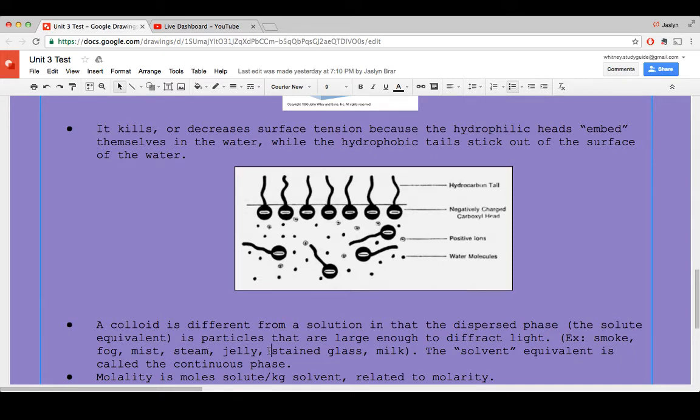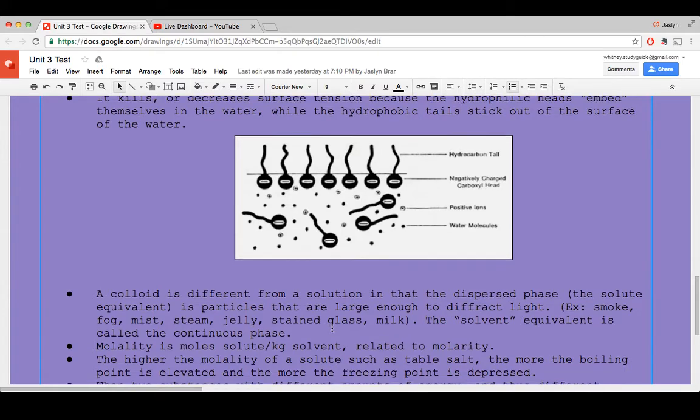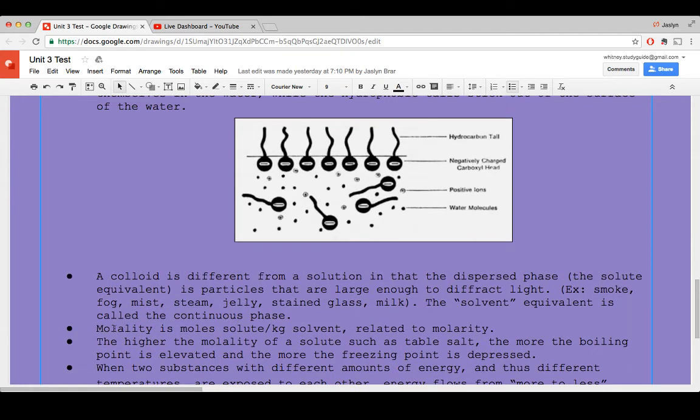And stained glass, actually, because glass would be the continuous phase, and the dye that they put within the stained glass is obviously big enough to diffract light because you can see the different colors. And then milk. Milk is obviously not clear, and we did that experiment with a centrifuge in class. So the terminology for colloids is the larger part is the continuous phase and the smaller part is the dispersed phase.